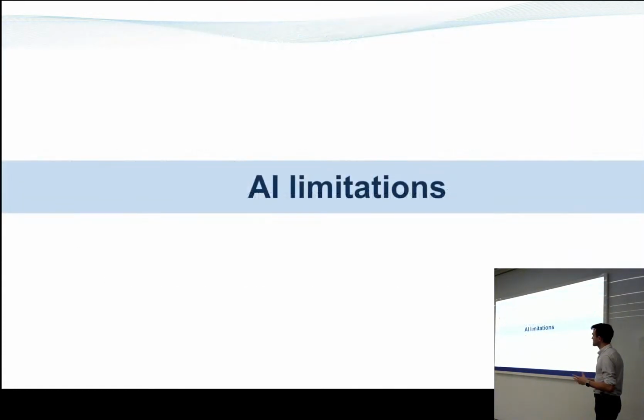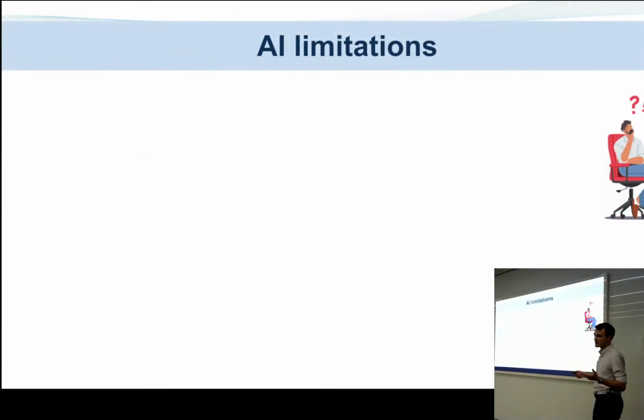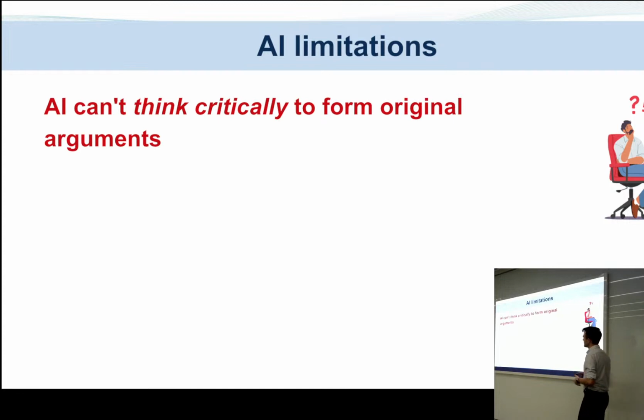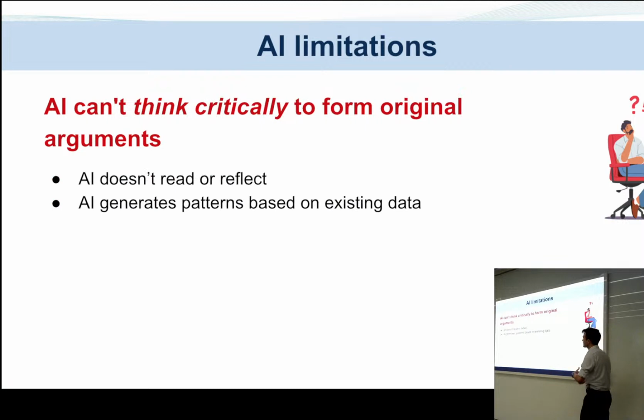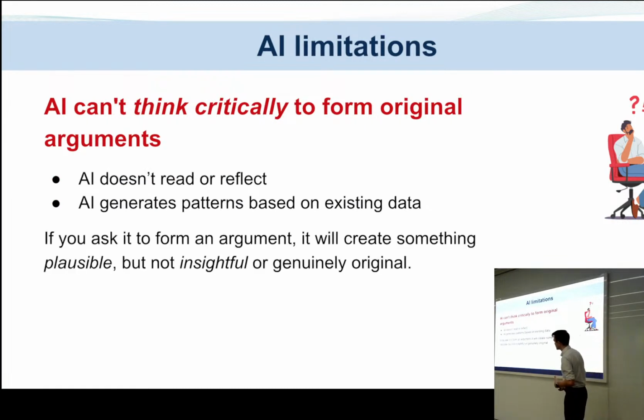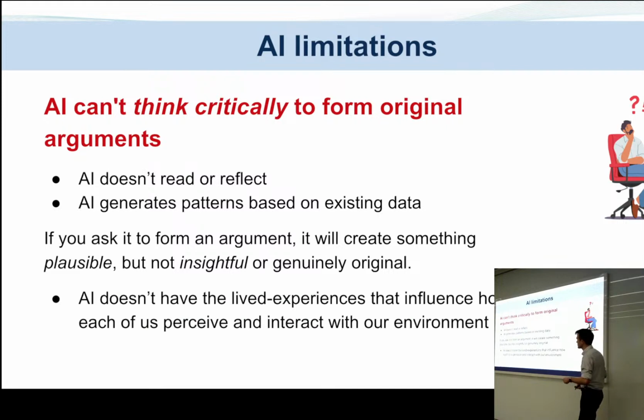These are easy. These AI limitations, I think you guys know these ones. Those ones from my perspective might have been new, but AI can't think critically and form original arguments, right? It's pulling information from other people, which means its uniqueness quality is low. So it doesn't read or reflect. It generates patterns based on existing data. If you ask it to form an argument, it will create something plausible, but not insightful or genuinely original.